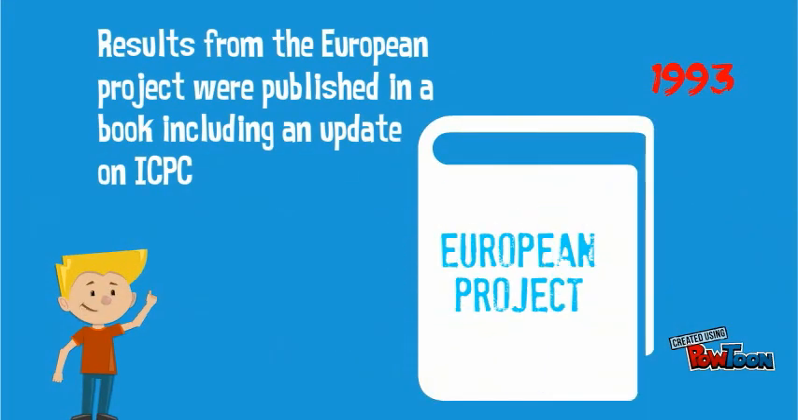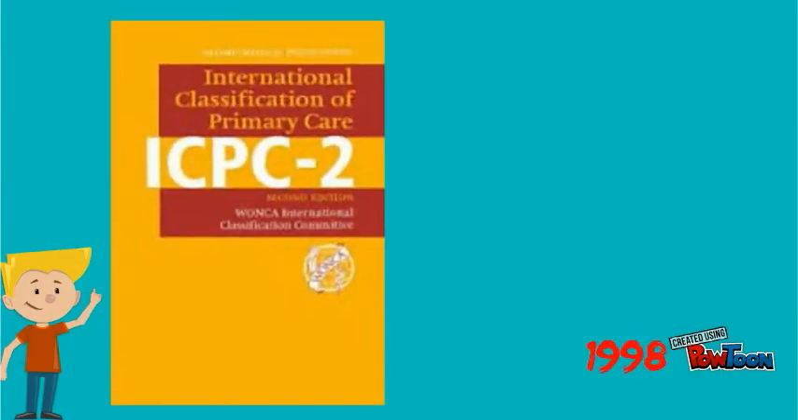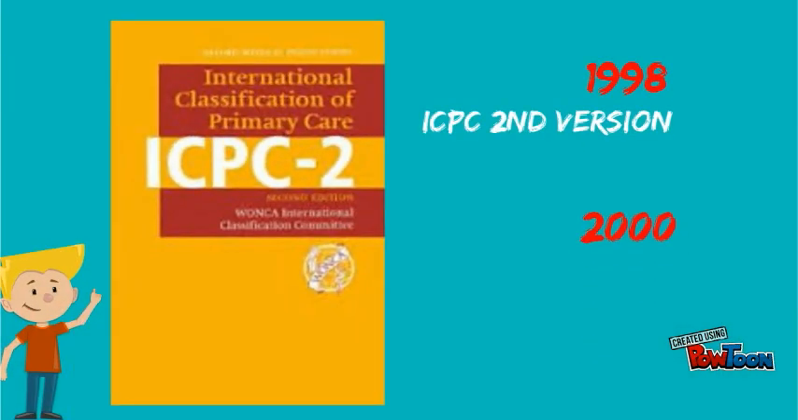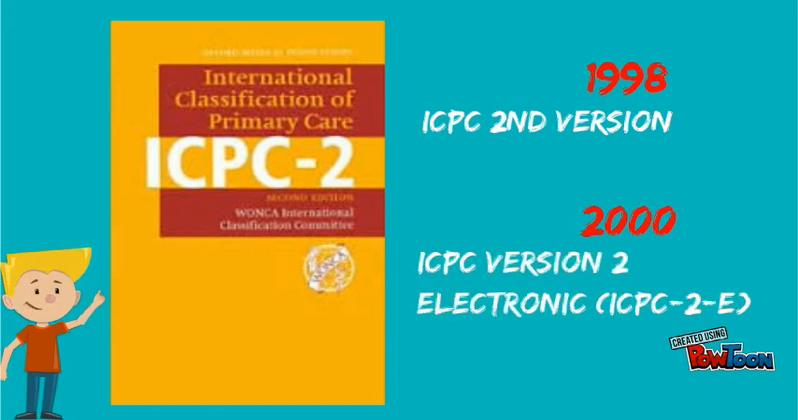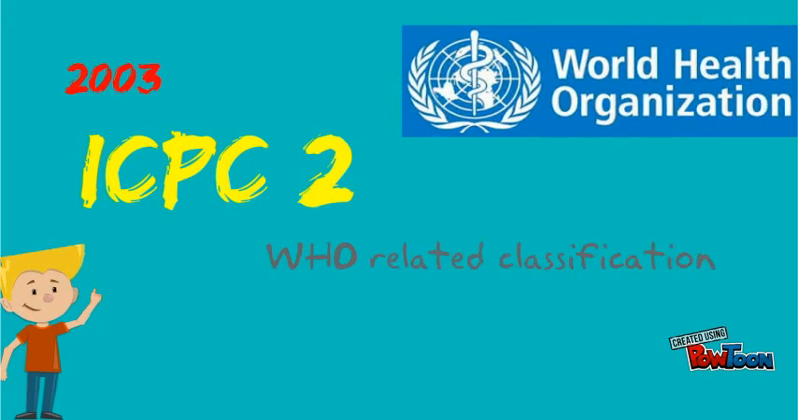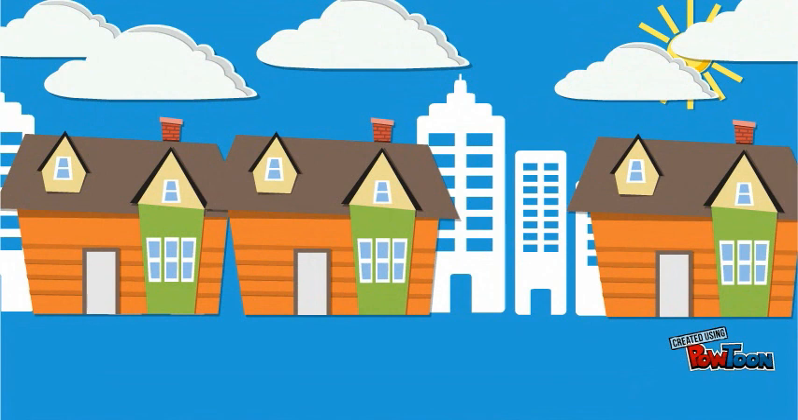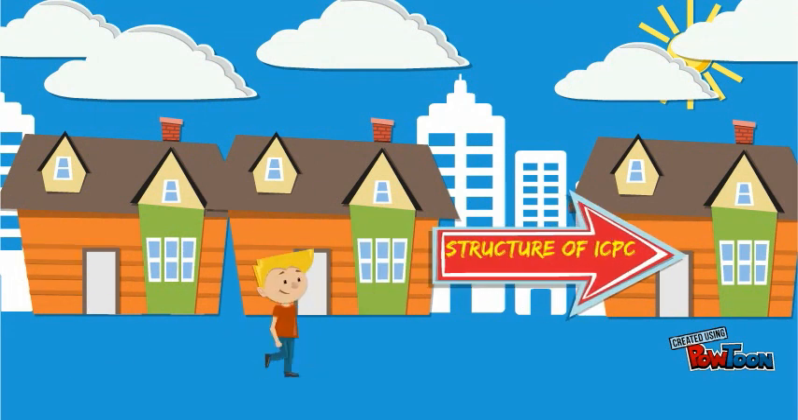The results from the European project were published in a book including an update on ICPC in 1993. The second version of ICPC was published in 1998, and in 2000, an electronic version was released. In 2003, the World Health Organization recognized that ICPC-2 is a related classification for the recording of data in primary care. So now, let us study the structure of ICPC.